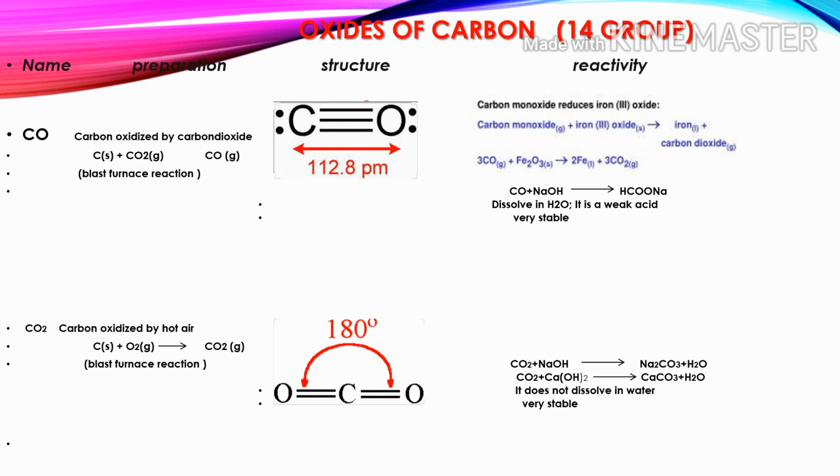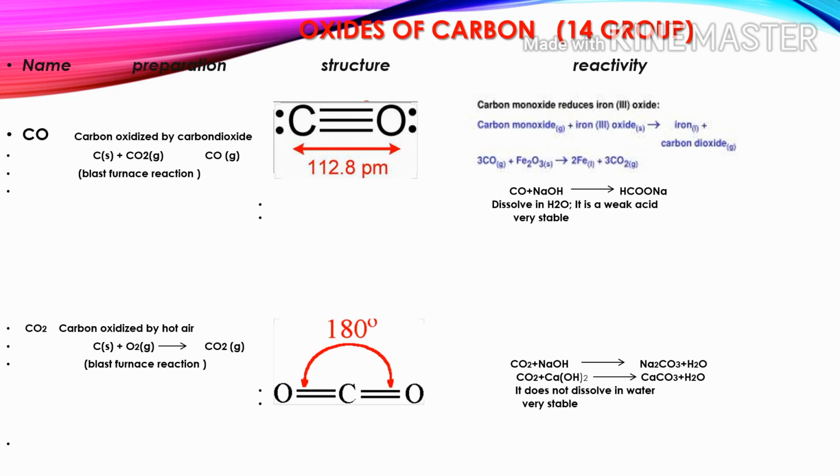The structure of carbon monoxide is linear and it shows sp hybridization. When it is reacted with sodium hydroxide, it forms sodium formate. The formula of sodium formate is HCOONa.